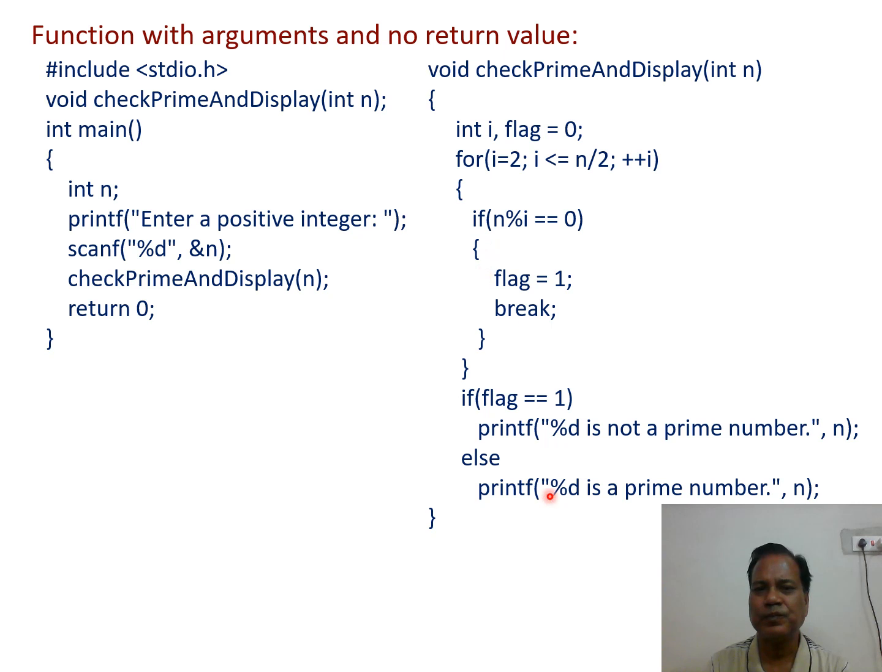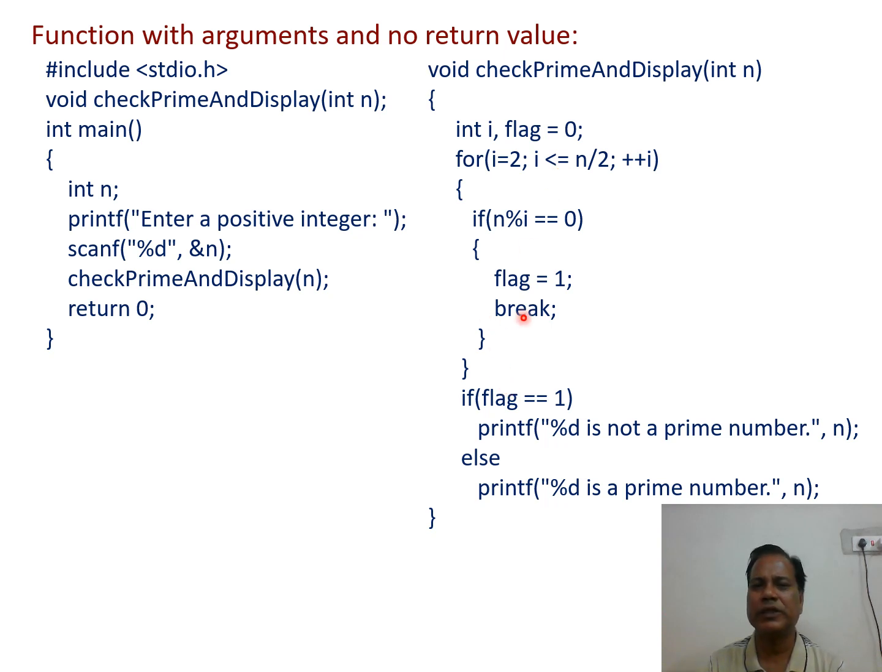brings the control out of the if statement, and out of the if statement here the value of i is incremented. So in this way, this value is incremented, and for each value the condition is tested.